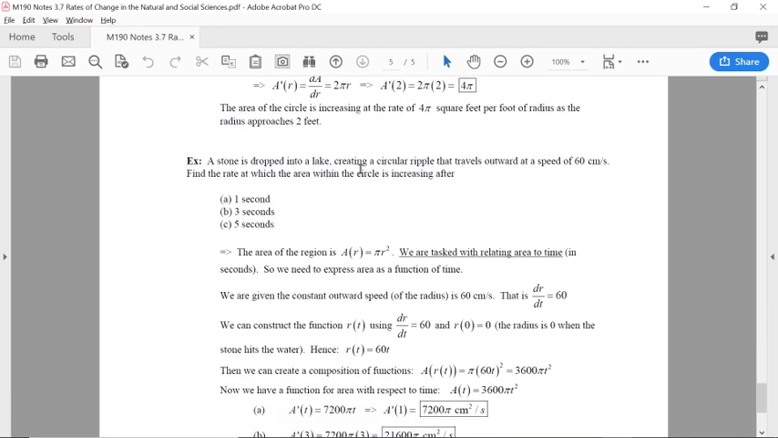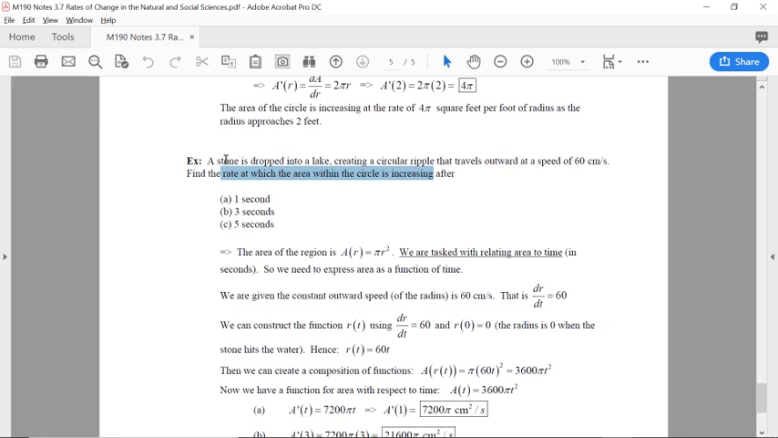There's another one. A stone is dropped into a lake, creating a circular ripple that travels outward at a speed of 60 centimeters a second. Find the rate at which the area within the circle is increasing. Rate, area, increasing. We expect the derivative of the area to be a positive quantity because it's being told to us that that's what's going to be the case.